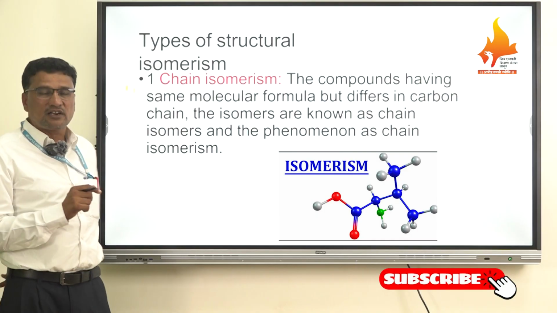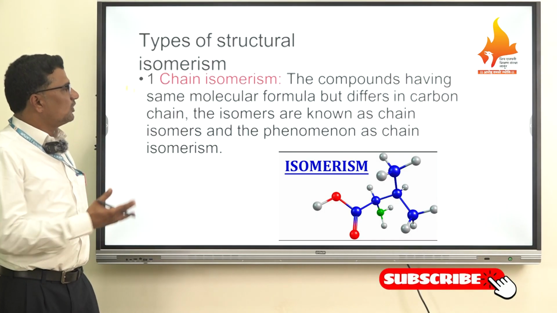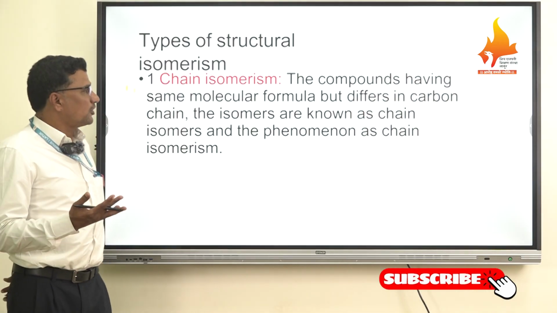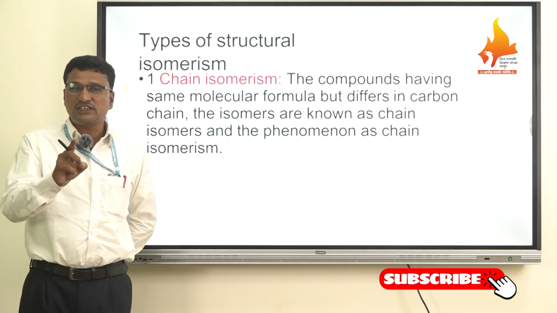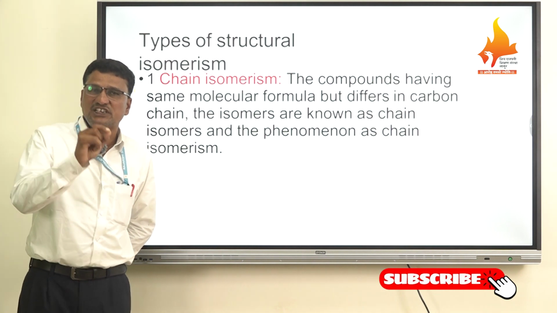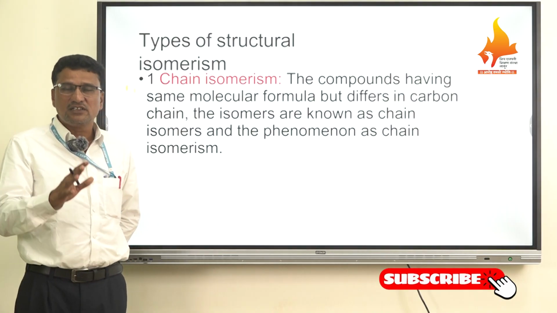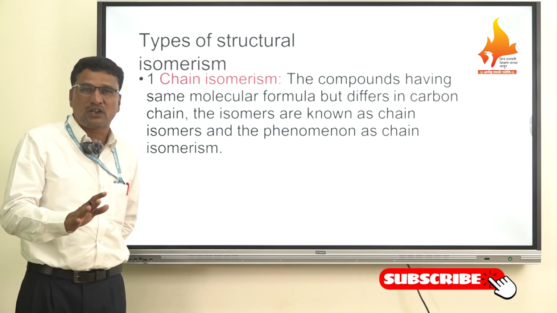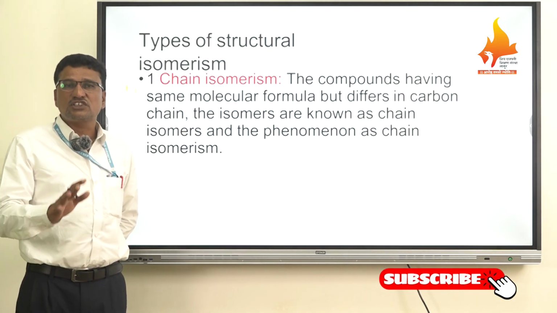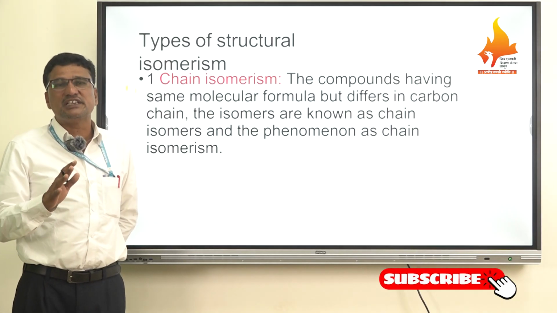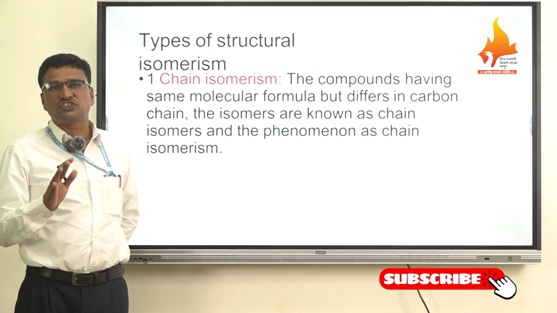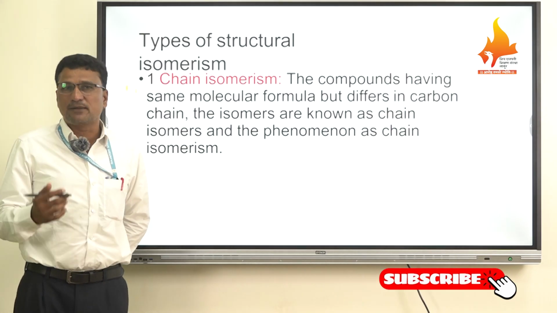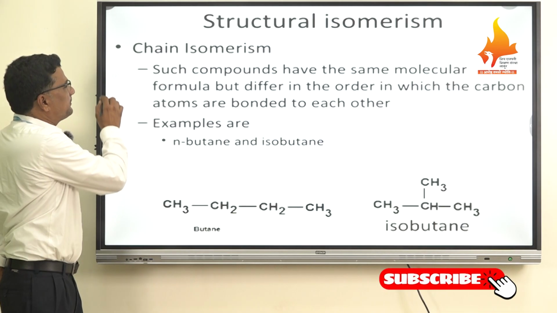Now the first slide I have mentioned is regarding the first type, that is chain isomerism. The definition is on your screen: compounds having the same molecular formula but differing in carbon chain. The name of the first type is chain isomerism, so the name itself represents that there must be a change in the carbon chain. Compounds having the same molecular formula but differing in the carbon chain are called chain isomers of each other, and the overall phenomenon is known as chain isomerism. This definition we have to clarify with some examples, and your concept will become clearer.